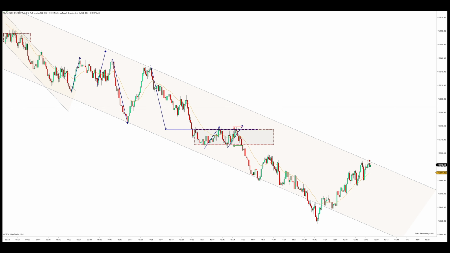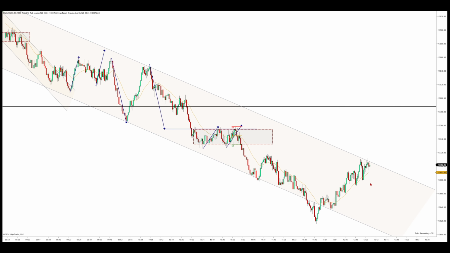Usually you just want to wait for more confirmation and then wait on a failed second entry, which could happen from here. We could push lower, get a couple legs back, and make a nice failed second entry. So, we'll see what happens.